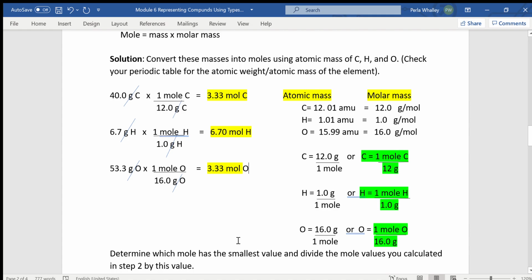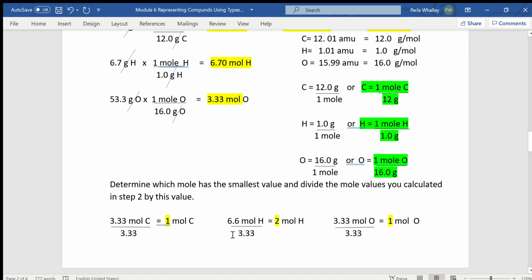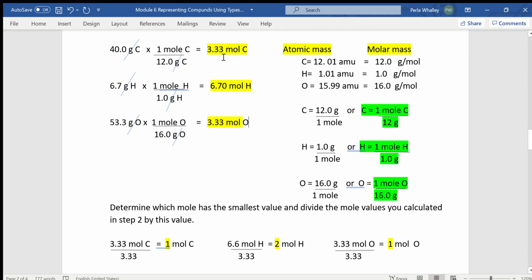Okay, now let's go to the second step. So we have for carbon 3.33 mole carbon divided by the lowest value here. The smallest value is 3.3. The answer is 1 mole of carbon. And next, for hydrogen, 6.6 mole hydrogen divided by 3.3 is equal to 2 moles of hydrogen. For oxygen, we have 3.33 mole of oxygen divided by 3.33 is equal to 1 mole of oxygen.